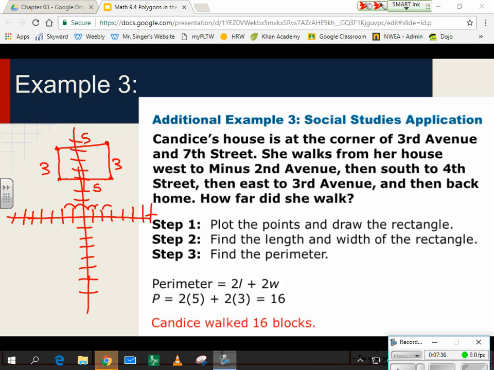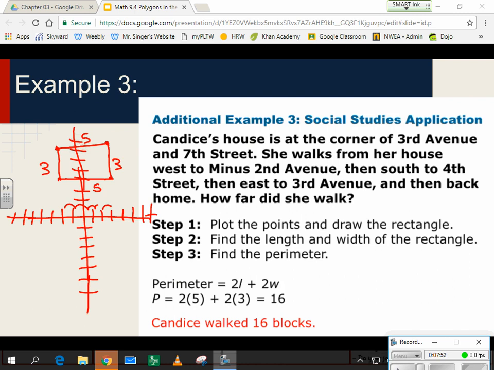So how far did she walk? We just have to add all 4 numbers up. 5 and 5 make 10. 3 and 3 make 6. 6 plus 10 is 16. So Candace walked 16 blocks.